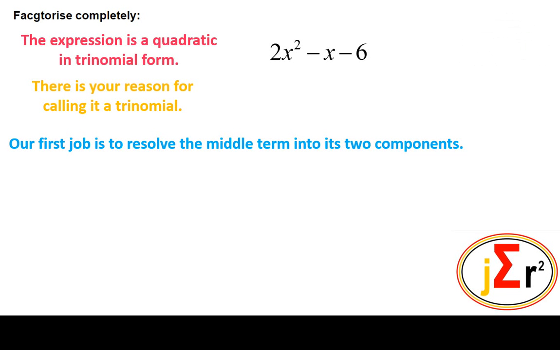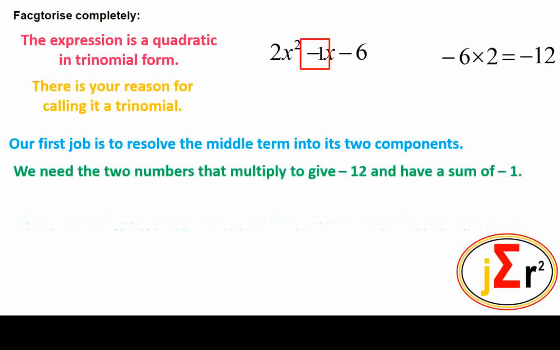We find the product of the two end coefficients. The coefficient here is 2. The coefficient here is -6. The result is -12. What else is there to it? We consider the middle coefficient, which is -1. First, we find the product of the two end coefficients. Then, we take a look at the middle coefficient.